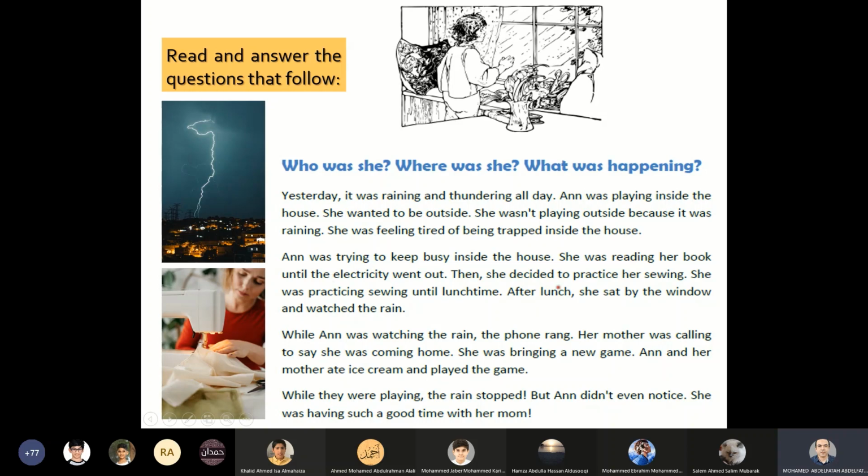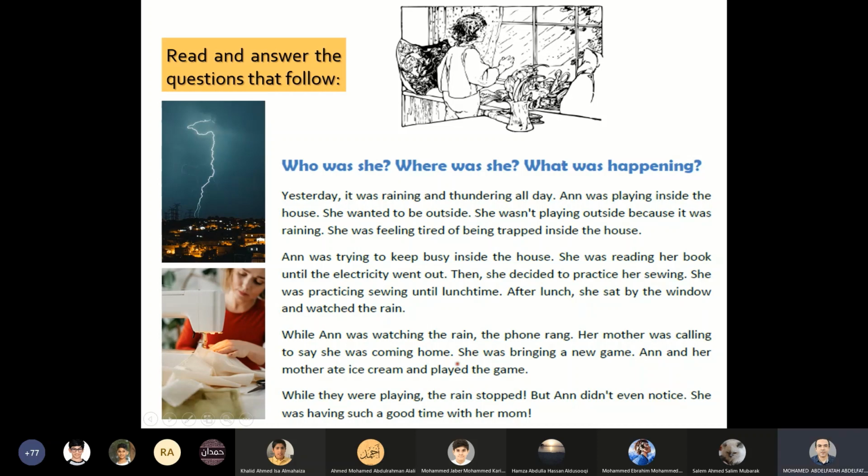Then she decided to practice her sewing. She was practicing sewing until lunchtime. After lunch, she sat by the window and watched the rain. While Anne was watching the rain, the phone rang. Her mother was calling to say she was coming home.